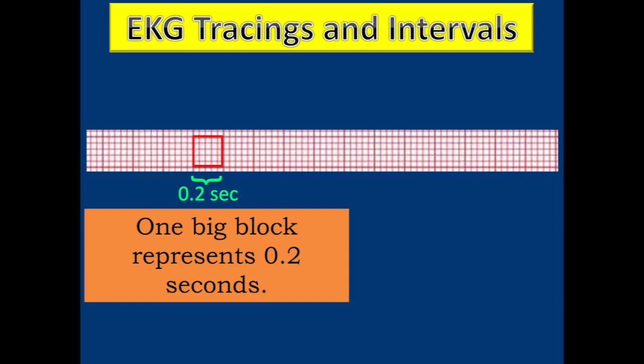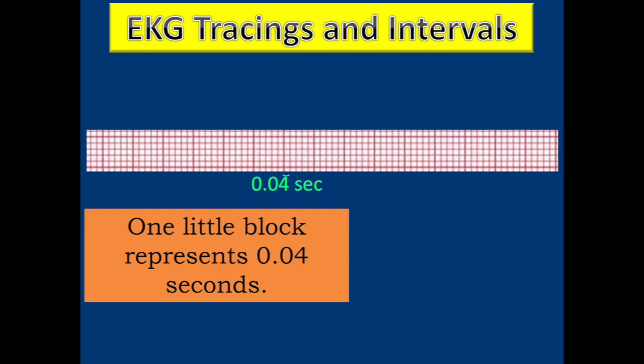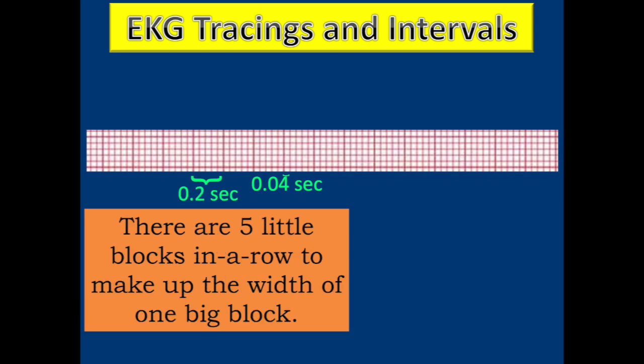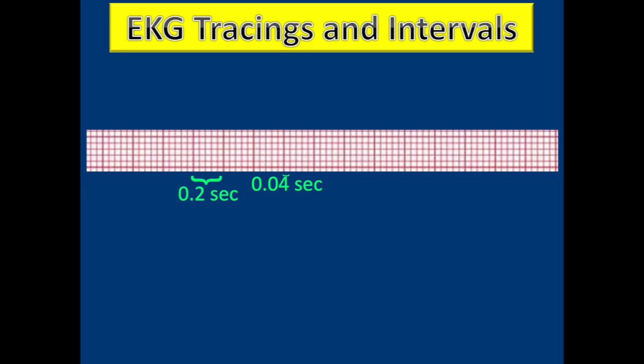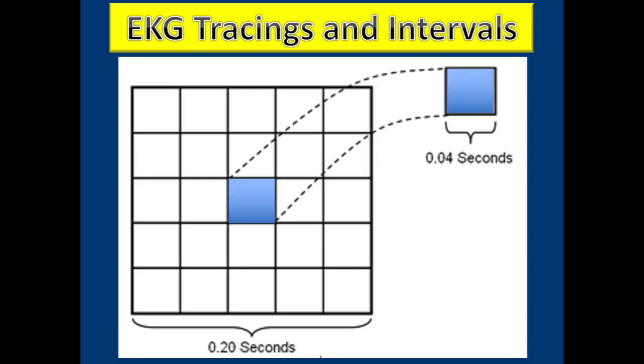And that's outlined there by that red square. The little tiny squares are 0.04 seconds. So there's 5 of those little tiny boxes within one big box. So if we do 0.04 times 5, we've got 0.2 seconds. Same thing.